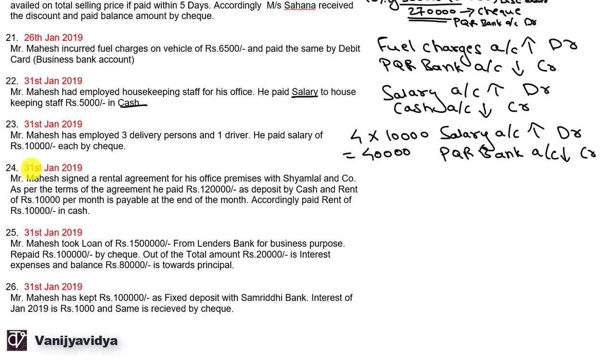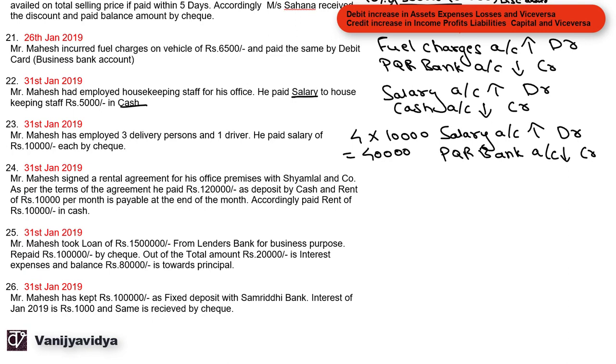Transaction number 24, 31st Jan 2019. Mr. Mahesh signed a rental agreement for his office premises with Shamlal and Company. As per the terms of agreement, he paid rupees 1,20,000 as deposit by cash, and the rent of rupees 10,000 per month is payable at the end of the month. Accordingly, he paid rent of 10,000 in cash.